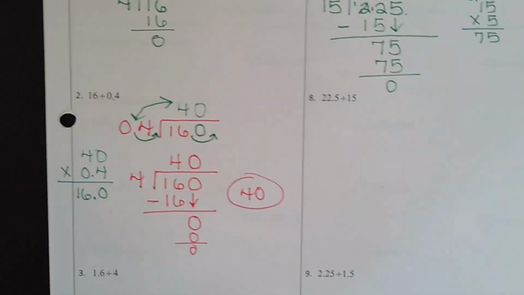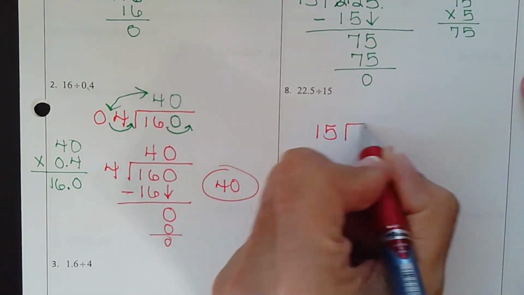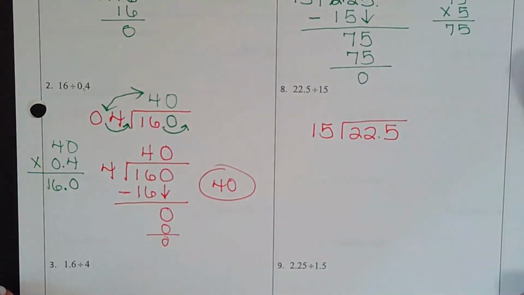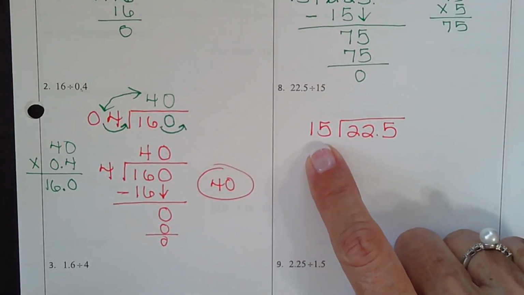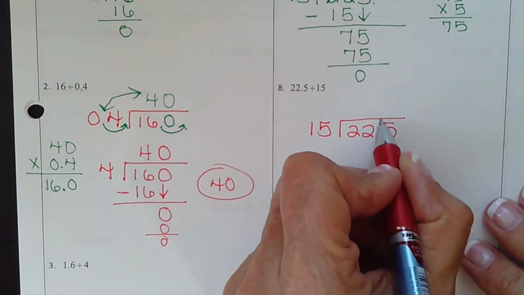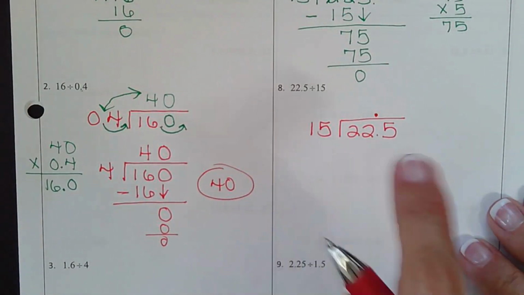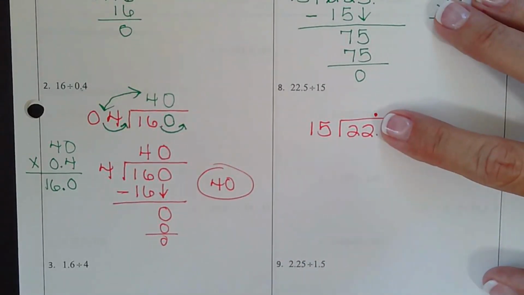Okay, one more and then you guys get a try. So this is 15 into 22.5. The first thing you should notice, hopefully, is that there's no decimal out here. That means there's nothing I need to do. I just start dividing. The one thing you do need to know is that the decimal comes straight up on a division problem, so you can put it there and get it ready. So no movement here because it's not a decimal. That means no movement here. So the decimal comes straight up, and then you just start and divide like normal.